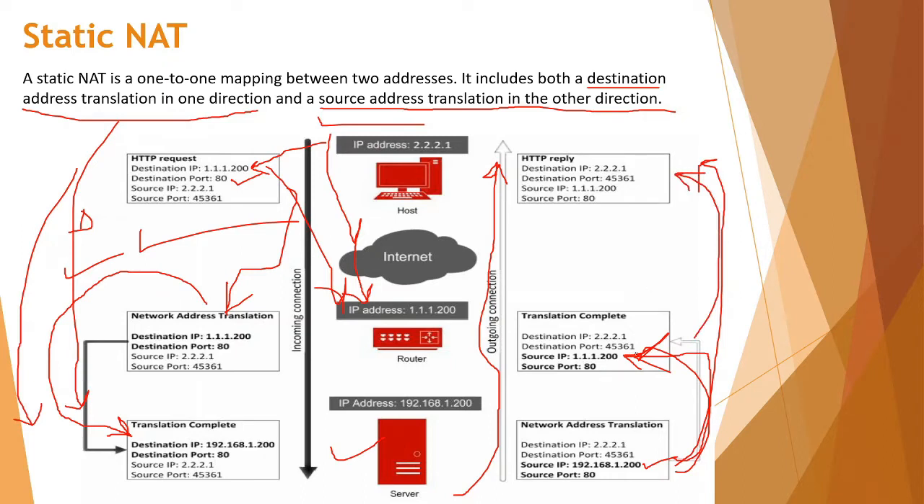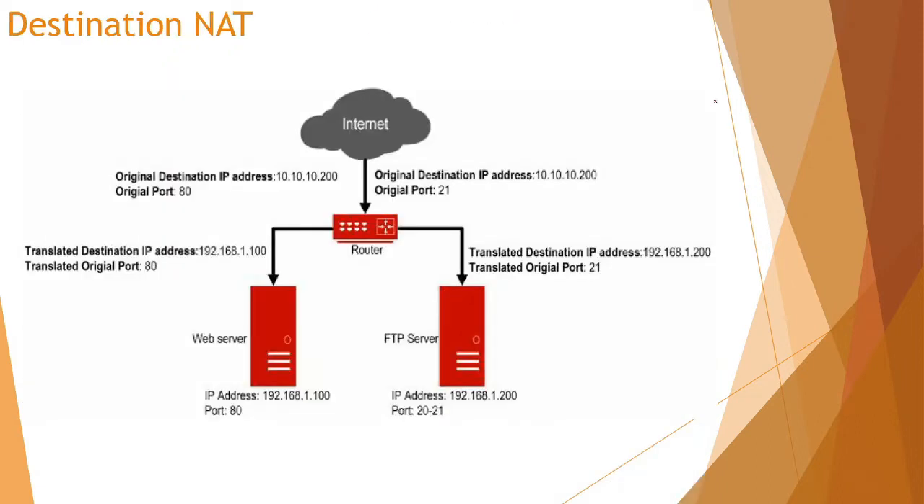Let's suppose the source is not NATed here. Then when the packet arrives, the client will discard the packet, because it has initiated a connection with that particular IP address. So this is source NAT. Now let's discuss destination NAT.